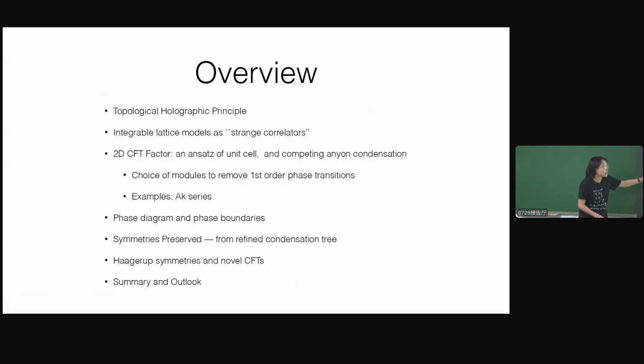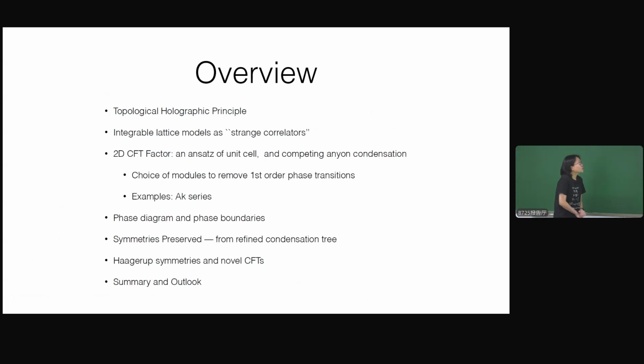And we will show that indeed we can reconstruct critical points, and beyond critical points, we can even construct phase boundaries and phase diagrams based on the structure that is encoded in the tensor categories. And finally, we discover a couple of new critical models that carry the so-called Haagerup symmetries, and then we'll summarize.